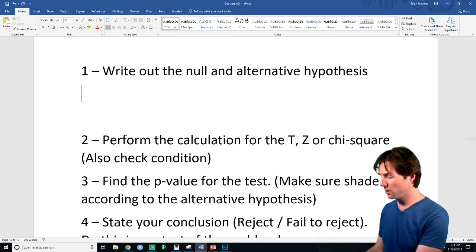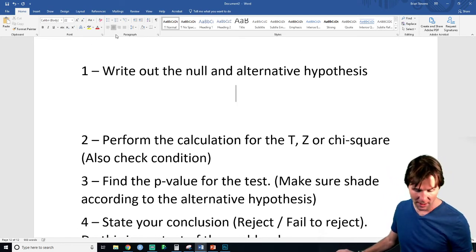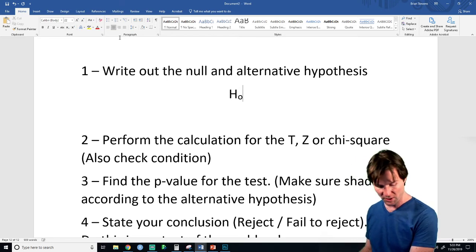When you do these nulls and alternatives, you will not use statistical notation. For once, I hear people cheering already. You will not use statistical notation. You will simply write, well, don't just write this. You'll hear more in a second.